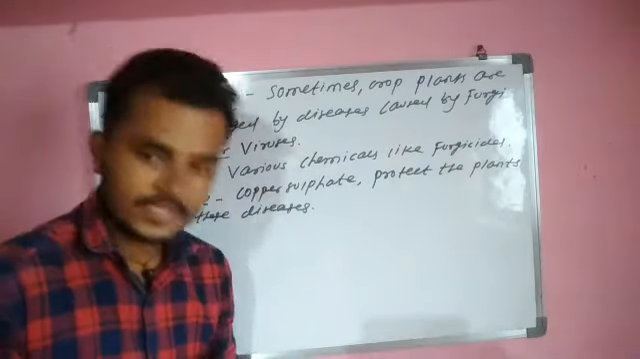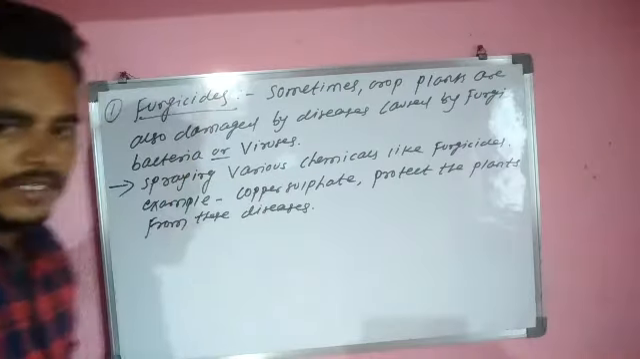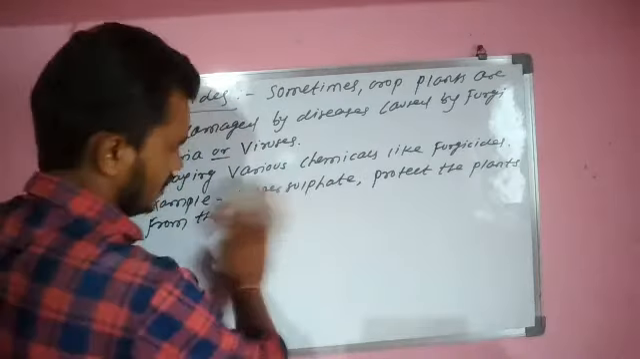Okay, now see, the next concept is harvesting, threshing, and winnowing. So, what is the meaning of harvesting, threshing, and winnowing?